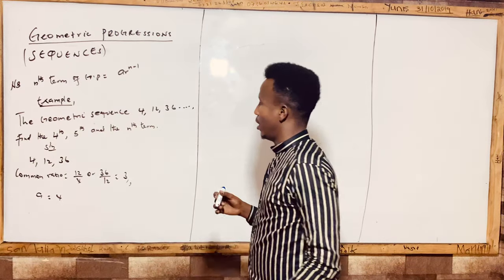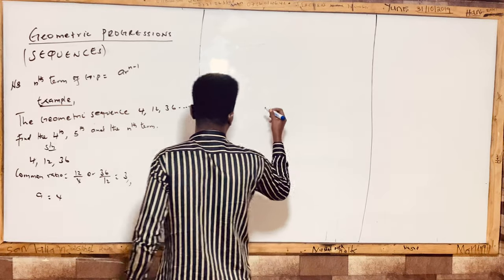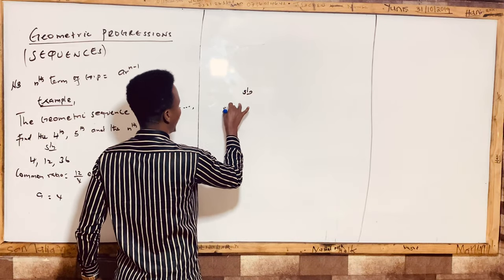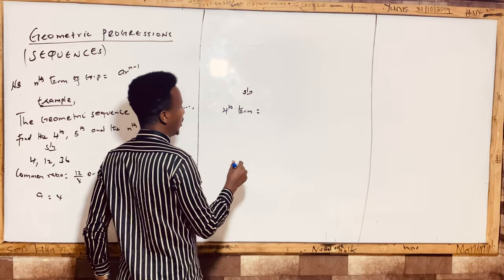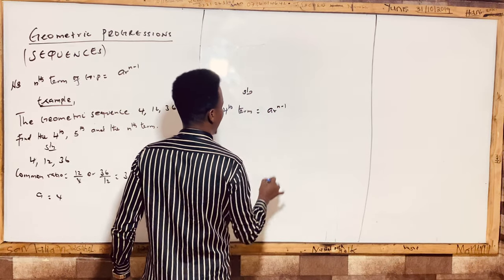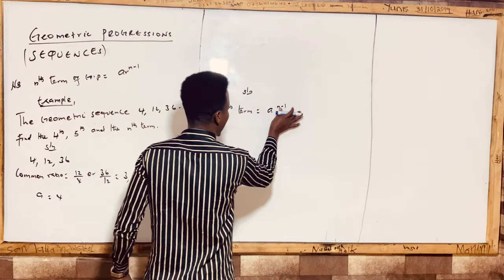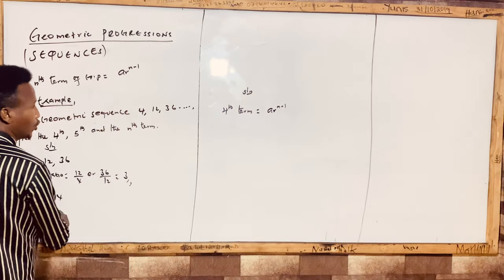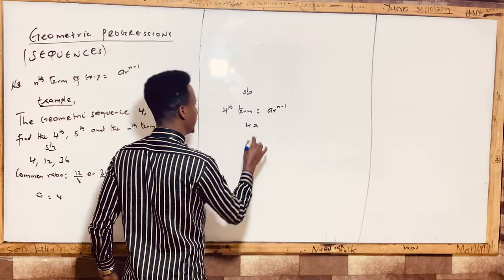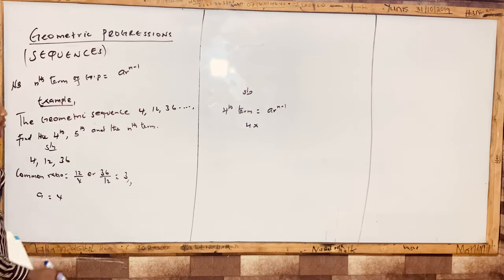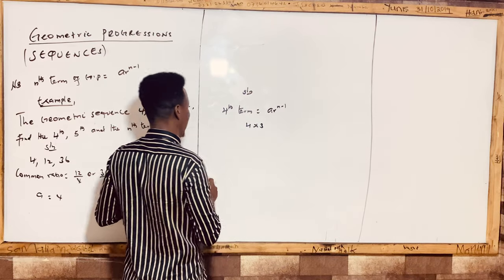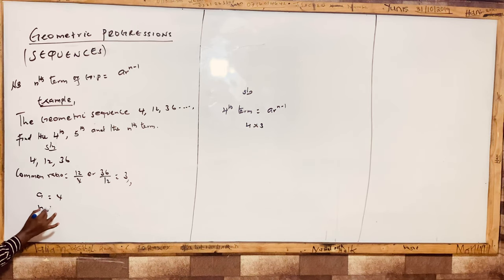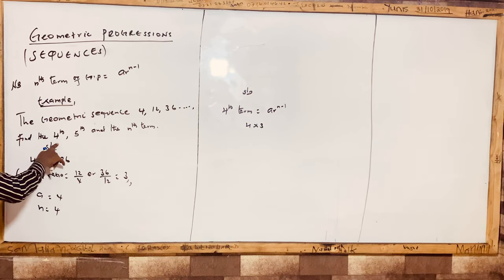Then, using the formula, we want to get the fourth term. The fourth term is gotten as a r to the power n minus 1. So our first term is 4, so we're going to say 4 times r, where r is the common ratio, don't forget, which is 3 in this situation, to the power n minus 1. Let me write that: n is 4, because they're saying find the fourth term.